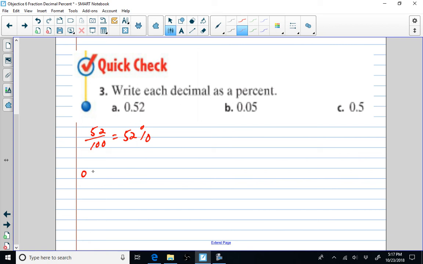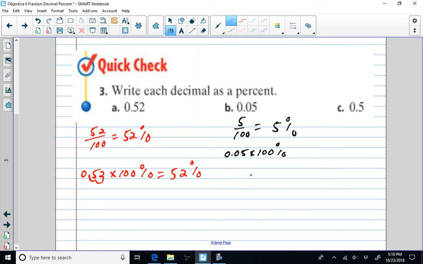Or we take 52 hundredths, we multiply by 100%, means we would slide that decimal point 2 places right. That's going to be 52%. I would say this decimal is 5 hundredths, so that's 5 out of 100. Right, which is 5%, not 50%. Or I take my 5 hundredths, multiply by 100%.